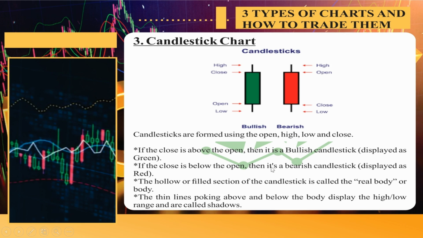Also, we have the third one, which is the most used one in the financial market, called the candlestick. We have the high, the close, the open, and the low. For example, you can see there's a green one and there's a bearish one. The green one shows that the market is going up, while the red one shows the market is going down. If the close is above the open, that means it's a bullish candle, and if the close is below the open, that means it's a bearish candle.